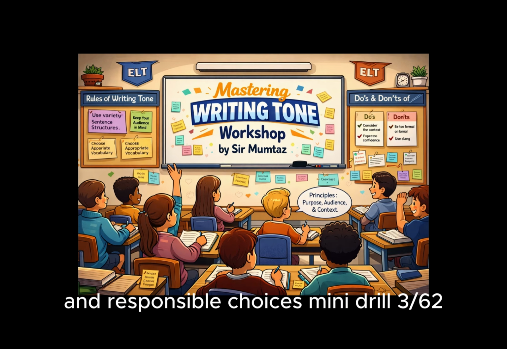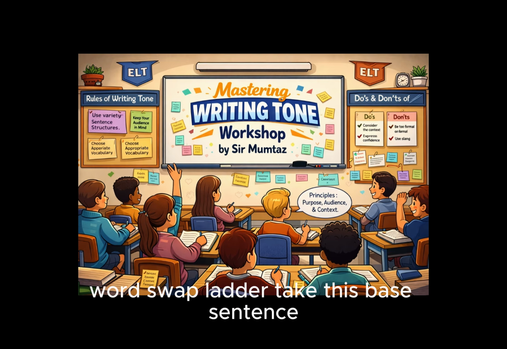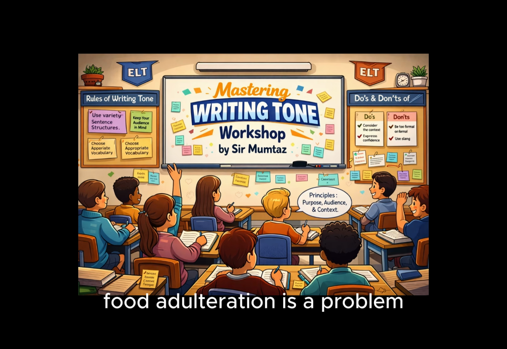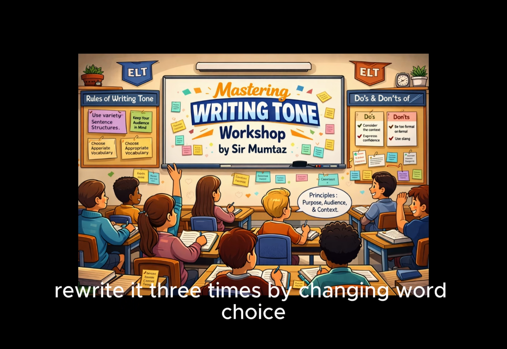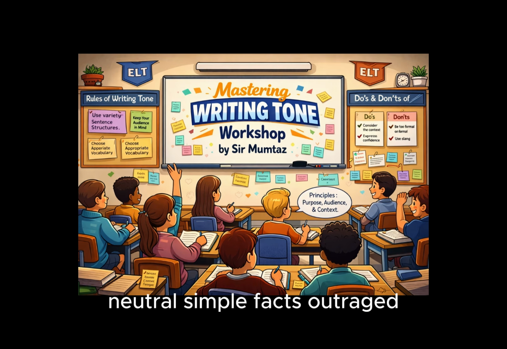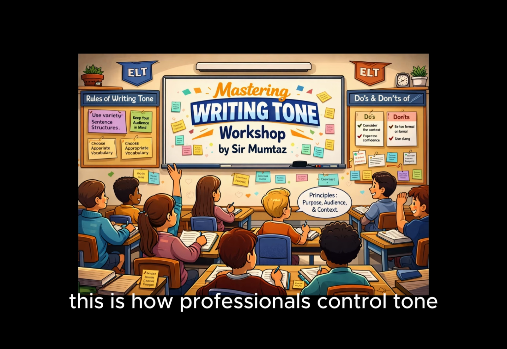Mini drill 3, 60 seconds. Word swap ladder. Take this base sentence. Food adulteration is a problem. Rewrite it 3 times by changing word choice. Neutral, simple facts. Outraged, strong condemnation. Academic, formal analysis tone. Take your time. Perfect. This is how professionals control tone.